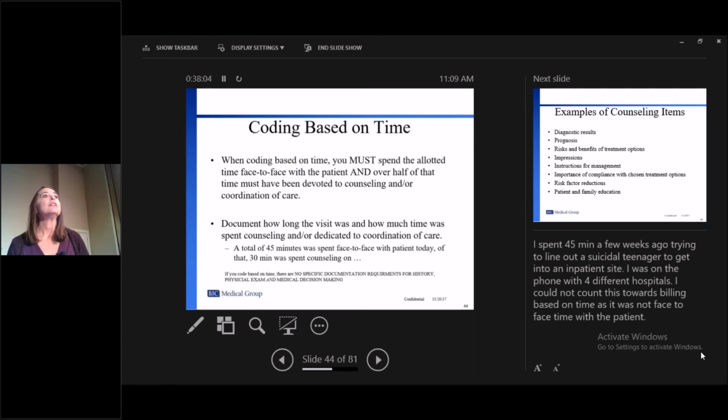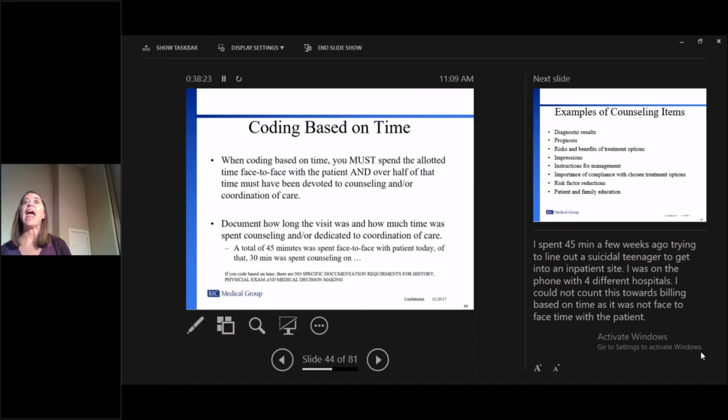So no specific documentation required for history, physical exam, or medical decision making is needed if you're billing on time, okay? Just as an example, 2 weeks ago, I spent 45 minutes trying to line up a suicidal teenager to get into an inpatient site. I was on the phone with 4 different hospitals. I couldn't count this towards my time because I wasn't face-to-face counseling with the patient.